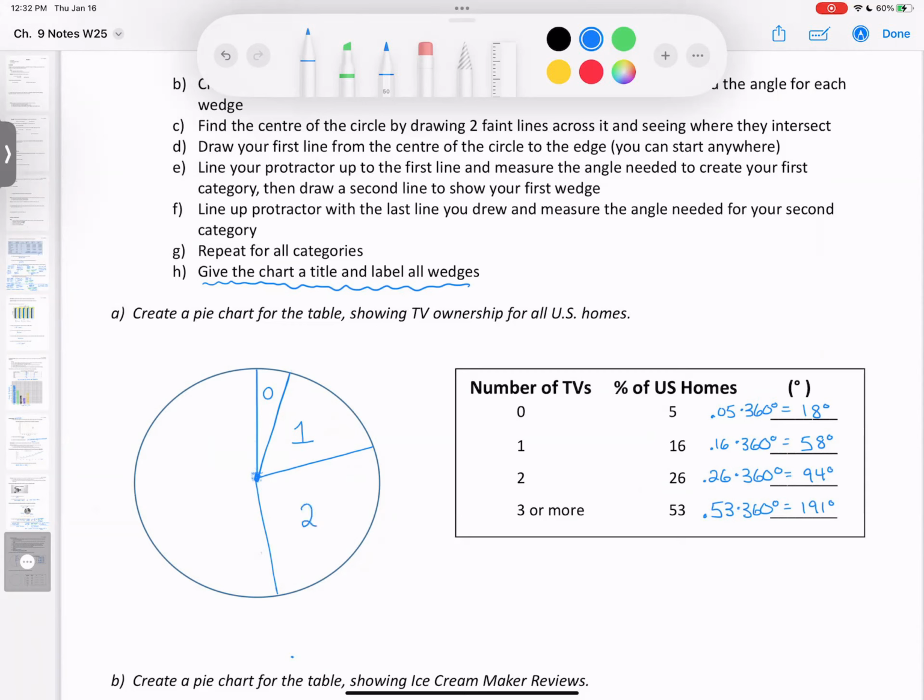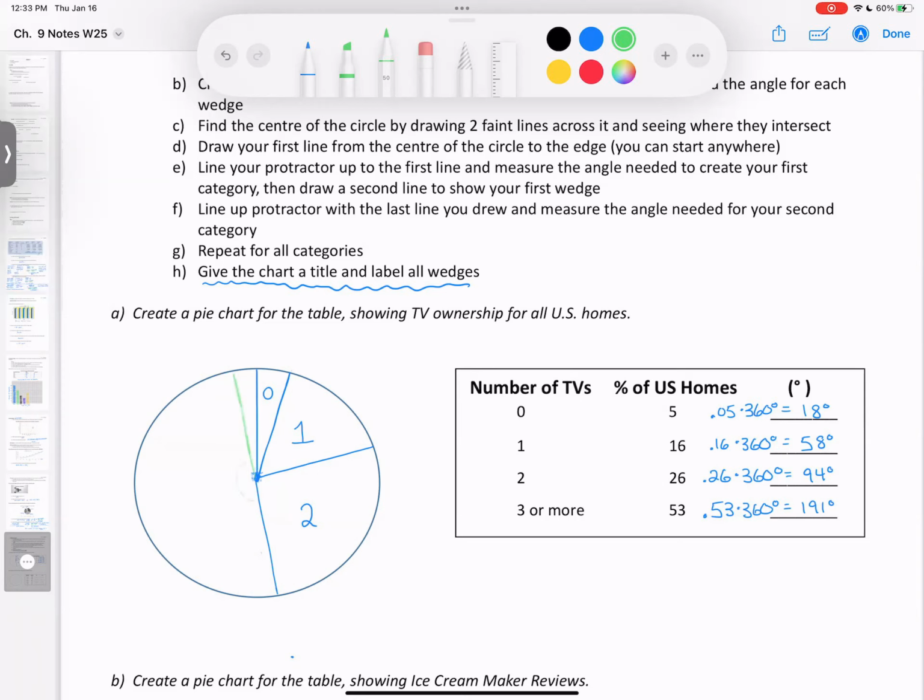Now the remaining one should be 3 or more, which is 191 degrees. It's always good to check that that's 191 degrees. Your protractor only goes to 180 degrees. So what I recommend, and we're going to do this faintly because we're not going to keep this line, but if we did 180 degrees, that would be a straight line. So that would be like 180 degrees right here.